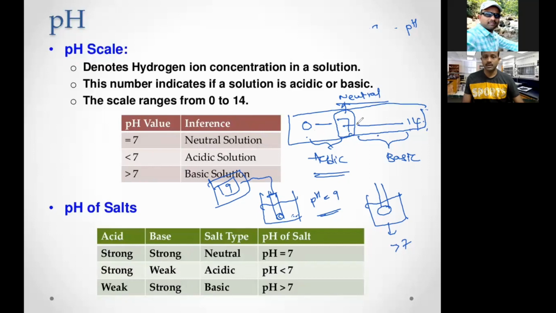So an acidic solution has a pH value less than 7, and a basic solution has a pH value greater than 7. Is it clear, everyone? Right?